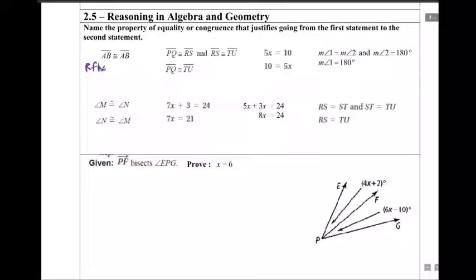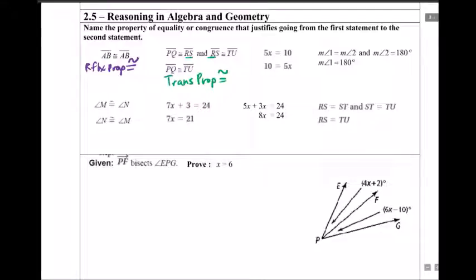We know that one as the reflexive property of congruence. We're talking about segments are congruent, so it's the property of congruence. All right, the next one, segment PQ is congruent to segment RS, and segment RS is congruent to segment TU. Oh, do you see it here and here? And segment PQ is congruent to segment TU. That is our transitive property of congruence.